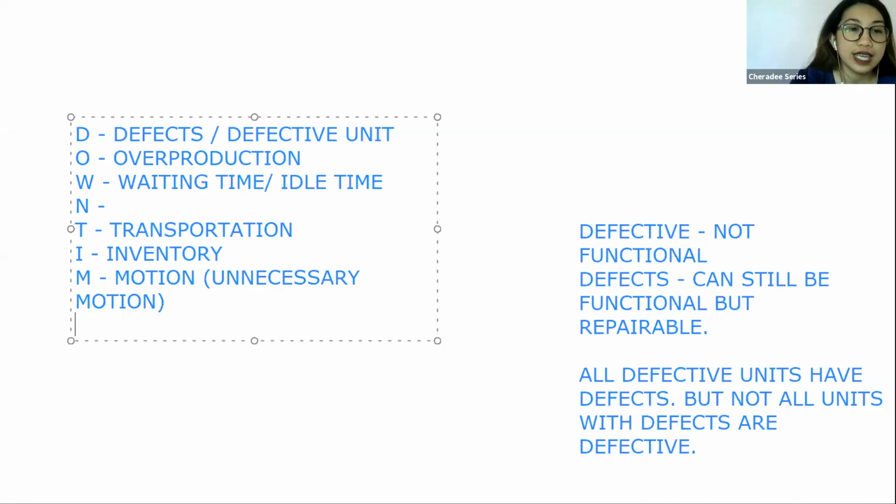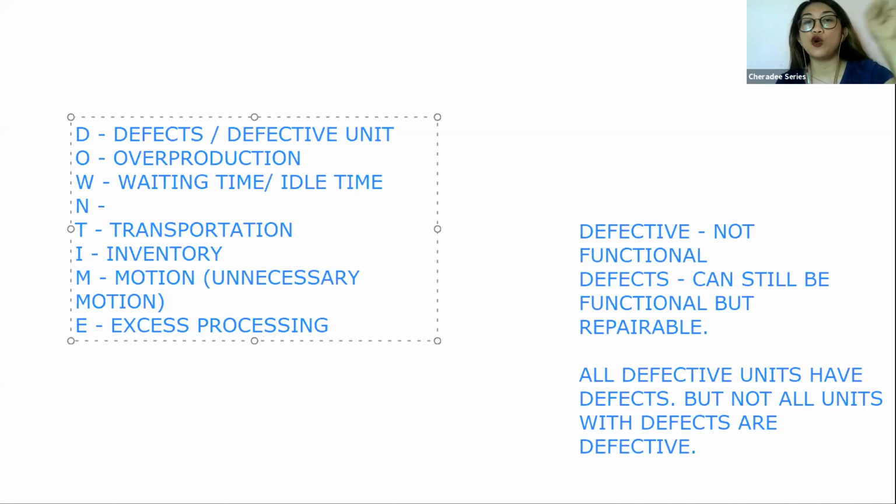Okay? Next, E. Any idea ni E? Ideas? Alright. E, guys, is excess processing. Or pwede po si O for over-processing, and then E, C, excess production. Pwede na silang mag-interchange. Okay? Now, what do we mean by excess processing, guys?